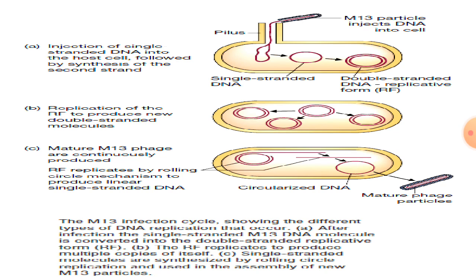In the replication, it forms a very important stage. As soon as the DNA is released into the host, it forms a single-stranded circular DNA. During replication, this forms a double-stranded structure known as the replicative form. This form is of great importance in genetic engineering as it is similar to a plasmid.